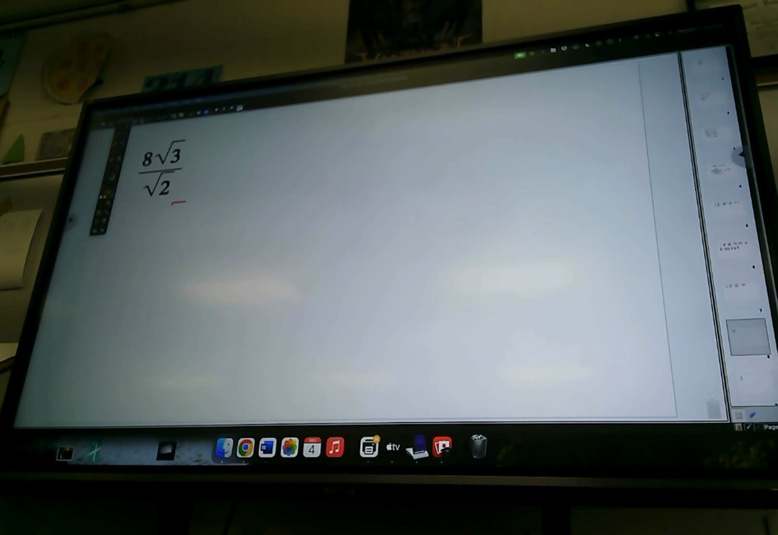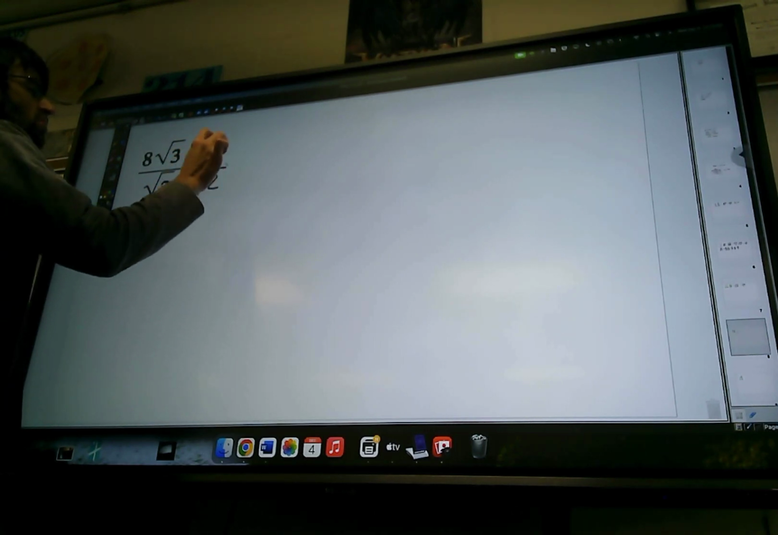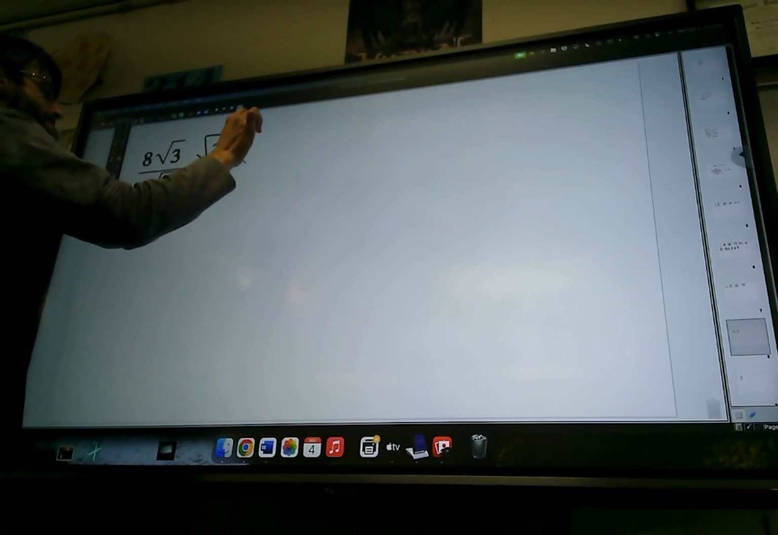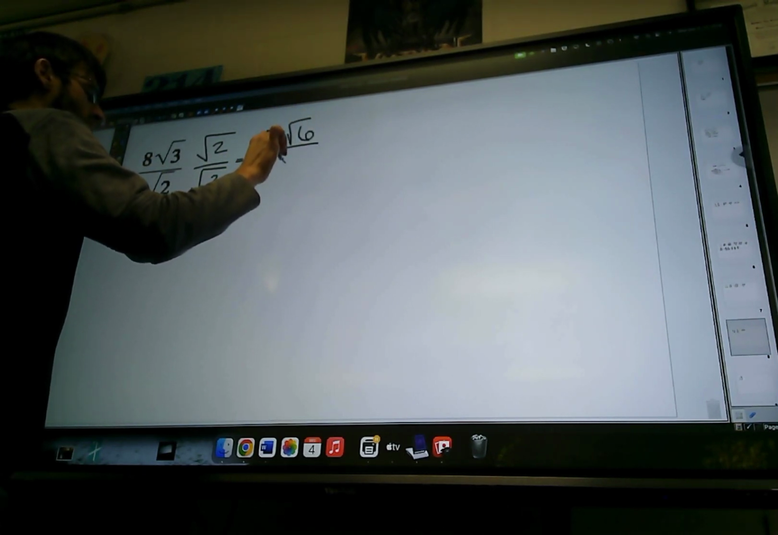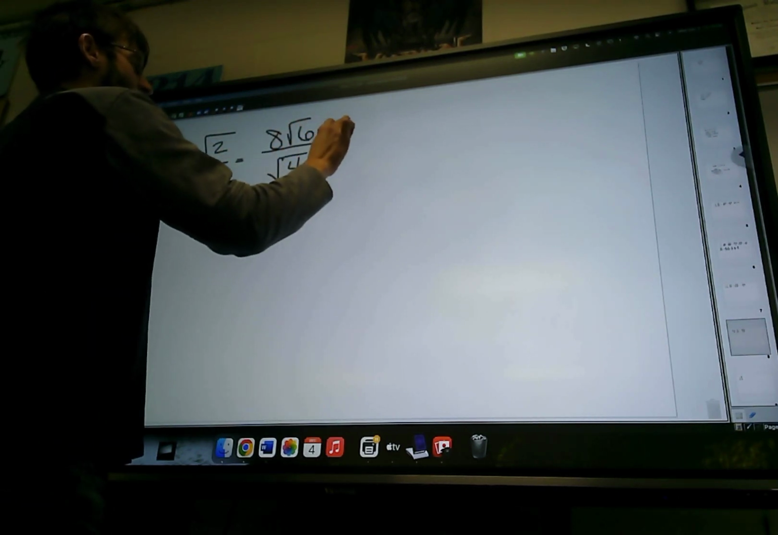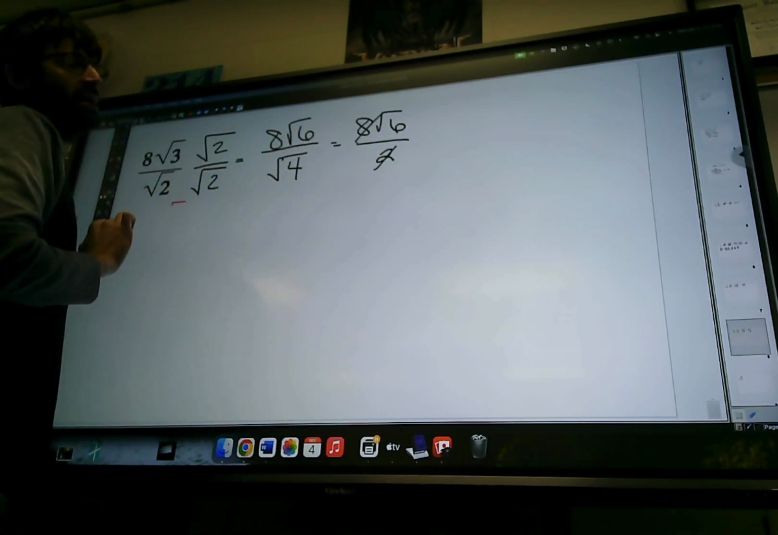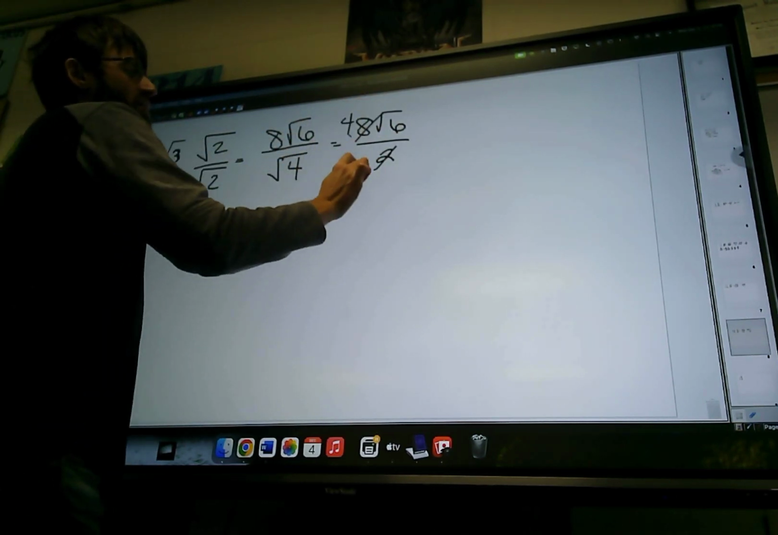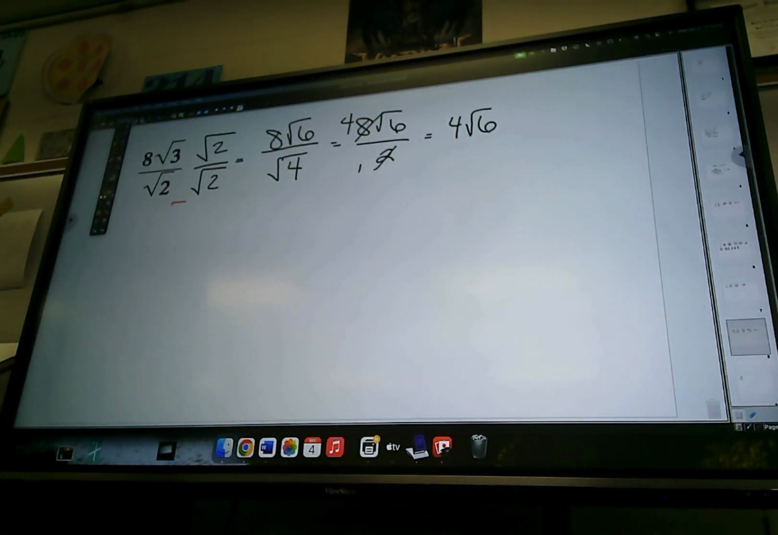So when I multiply that out, I'm going to multiply the square root of 2 over the square root of 2. That's the square root of 8, or 8 square root of 6 over the square root of 4, which is 8 square root of 6 over 2. That can cancel out. I'm going to be left with the 4 here, 1 here, so that answer is 4 square root of 6. Questions?